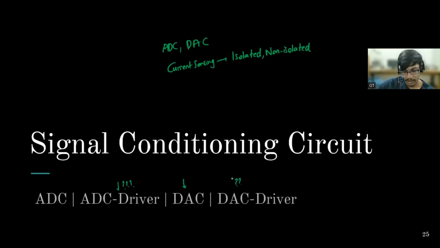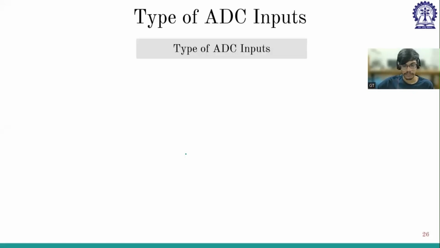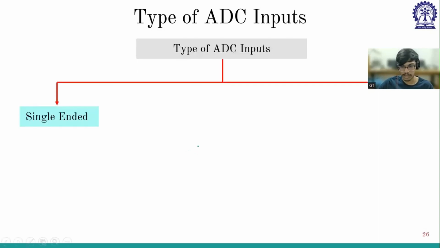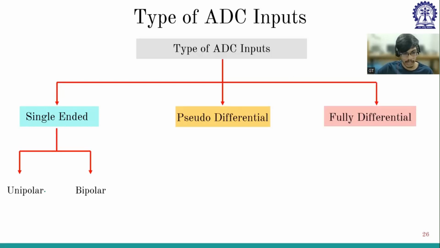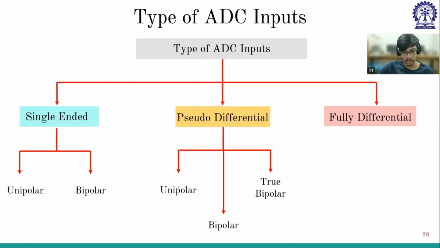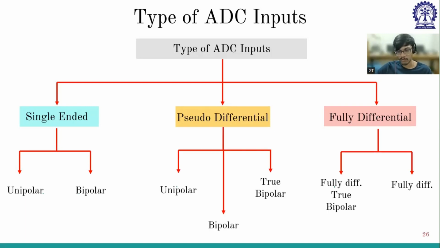So again, SAR has discussed different types of ADC inputs, but I am not going in detail. I am just giving summary of this. So ADC can be single-ended or pseudo differential or fully differential, and single-ended can be unipolar, bipolar. Pseudo can be unipolar, bipolar, true bipolar. Fully differential is fully differential, true bipolar, or fully differential. I am not going into the details. SAR has given the examples, what is unipolar, what is bipolar. So if you have not gone through, please go through so that you will get a better understanding.